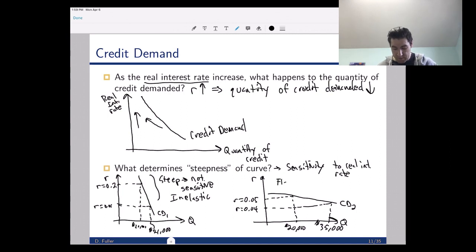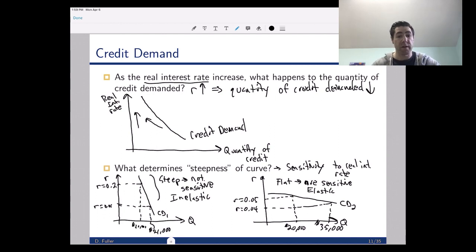So flat, we are sensitive. And we call that elastic. Now, don't worry too much about the terms inelastic and elastic. I won't hit you too much on those. This is just to get some idea of different types of credit demand curves, and whether we're very sensitive or not sensitive is going to affect how different events in the economy impact the real interest rate in equilibrium.